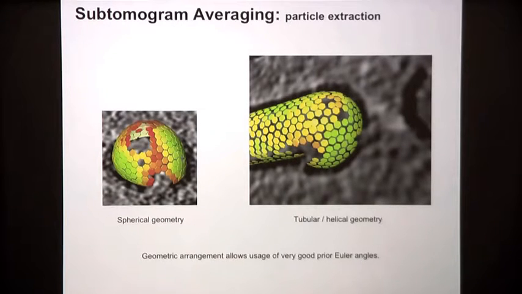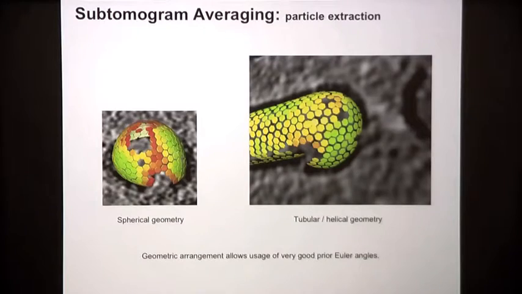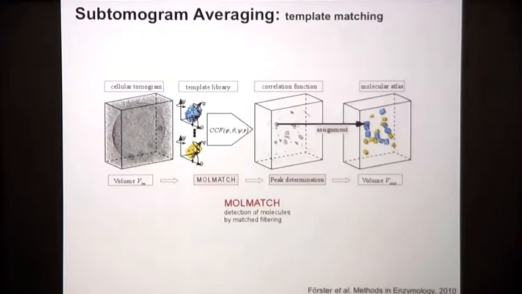If you're lucky, your subtomograms can be arranged in a geometric shape in the tomogram, for example, with a spherical, tubular or helical geometry, and you can exploit these geometries to extract the subtomograms. This offers a big advantage because the geometric arrangement allows us to define very good prior Euler angles, and these prior Euler angles allow us to do a reference-free reconstruction, and they also allow fast alignment and averaging because we know the Euler angles already quite well because of this kind of arrangement.